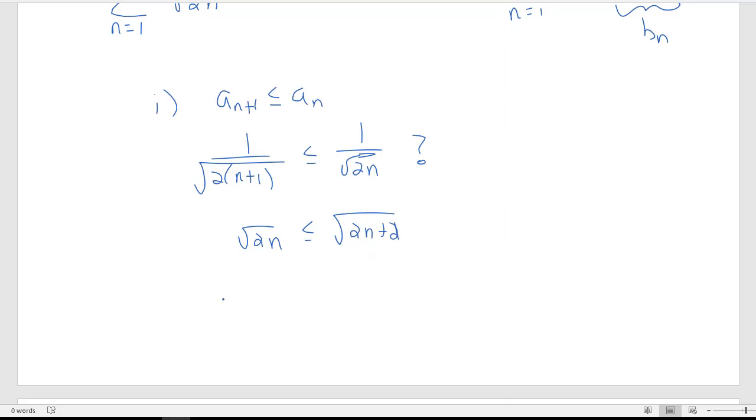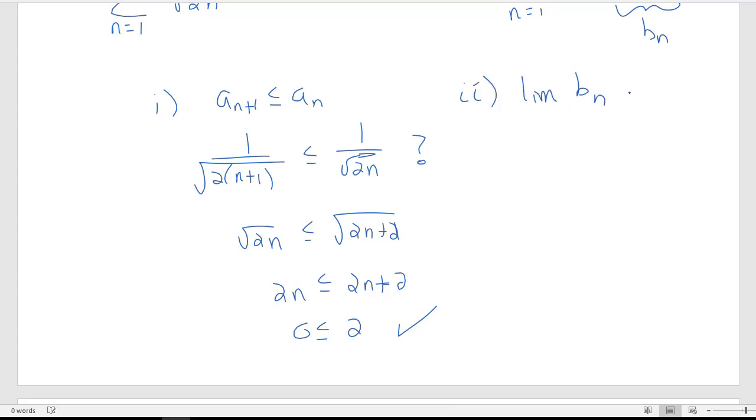What I could do is, if I want to continue doing algebra here, if the root of 2n is less than or equal to root of 2n plus 2, that means 2n was less than or equal to 2n plus 2. And this should be obvious. If I subtract 2n from both sides, I get something that is definitely obvious: 0 is smaller than 2. So we've met that first condition. The second condition is that the terms must go to 0.